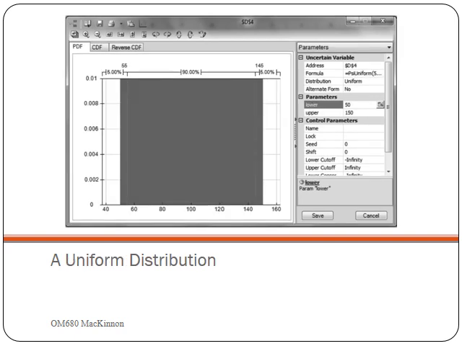Uniform distribution is continuous. That's why there are no gaps in the graph. But again, all values are equally likely between the minimum and the maximum.